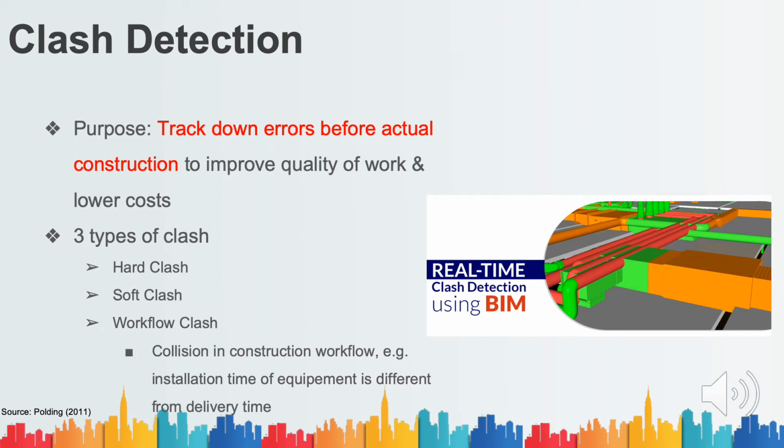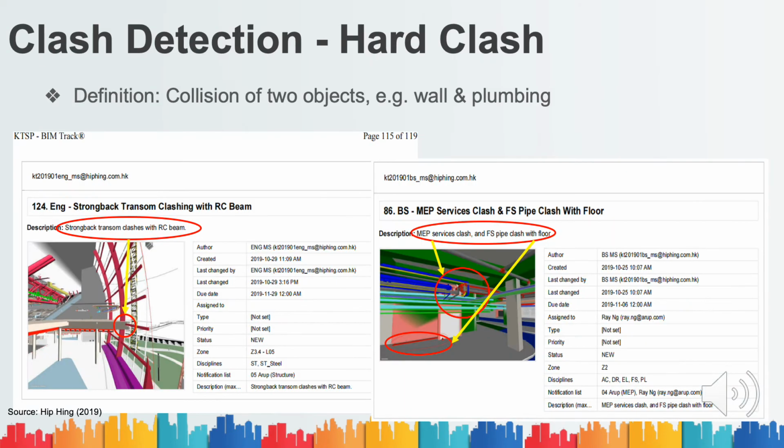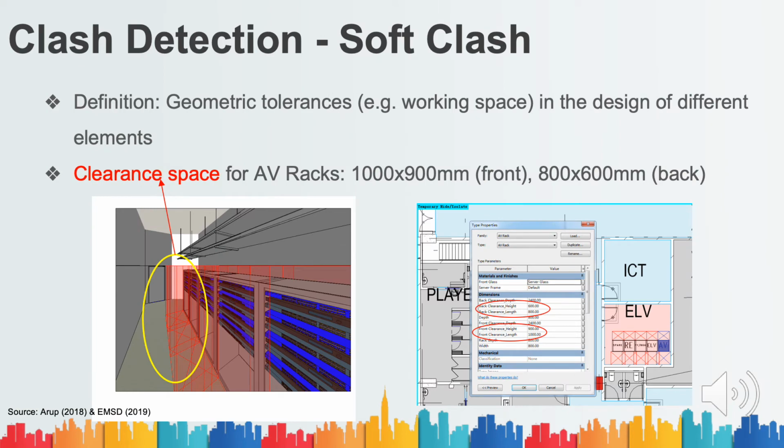There are three types of clashes, which are hard clash, soft clash, and workflow clash. The workflow clash means the collision in construction workflow, for example, the incorrect installation time of equipment and the product delivery time. The hard clash in the project means the collision of two objects. From the clash report, one of the examples is the clash between the transom and the RC beam. The clash between the MEP and architectural model can also be detected by linking these two data planes of the model.